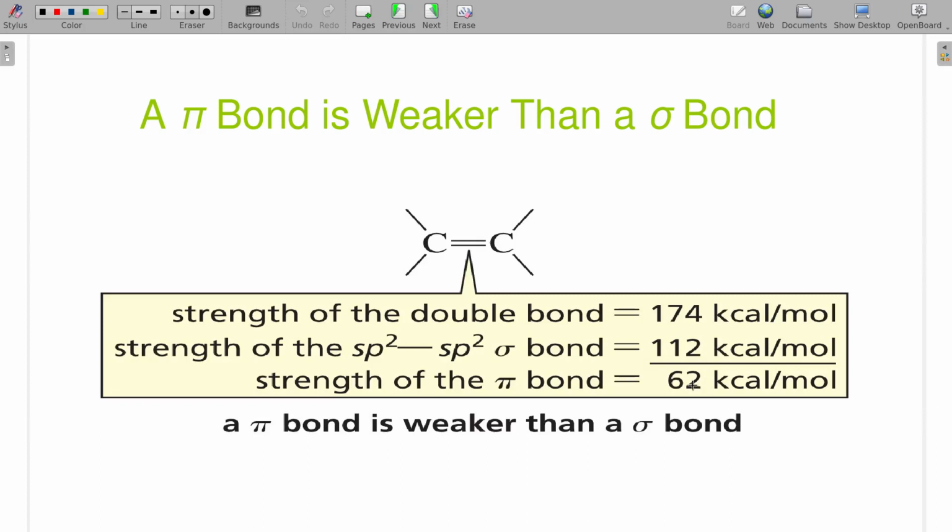That probably makes a little bit more sense if we think about what it means. If you think about the overlap between the 2 carbons, the sigma bond always happens directly between the 2, where the pi is above and below that, and it's split among the 2. So it does make sense that that sigma bond would have to be stronger.